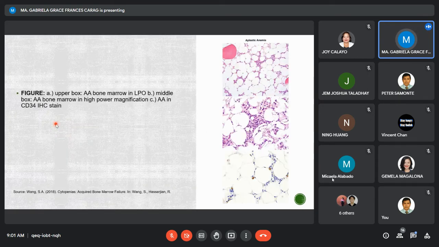So here is a figure again of a bone marrow in an aplastic anemia case po. The lower box po here is an IHC stain of CD34 in an aplastic anemia case. So the brown cells are the CD34 positive cells. So as you can see, it is depleted po in an aplastic anemia case.